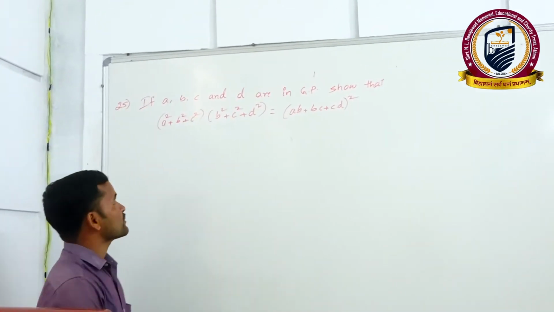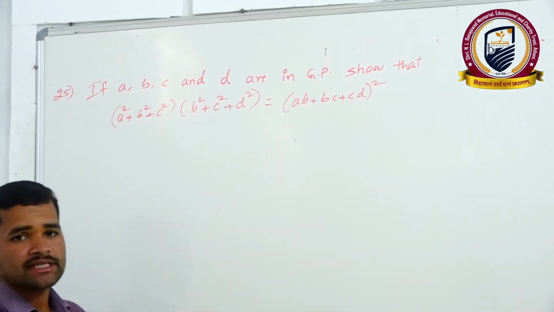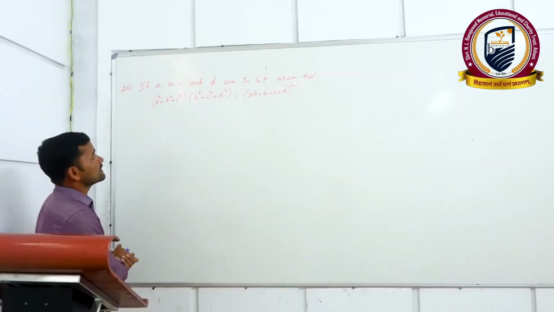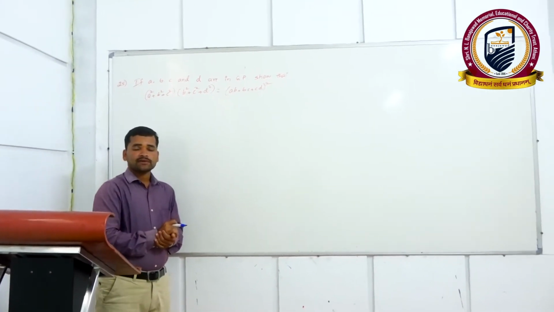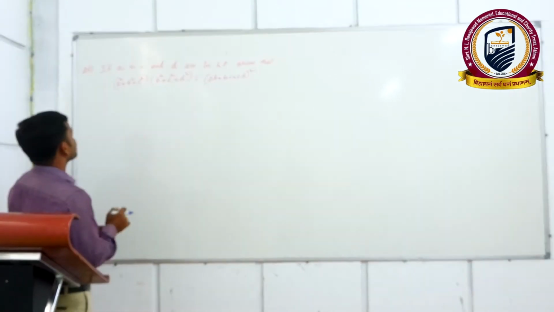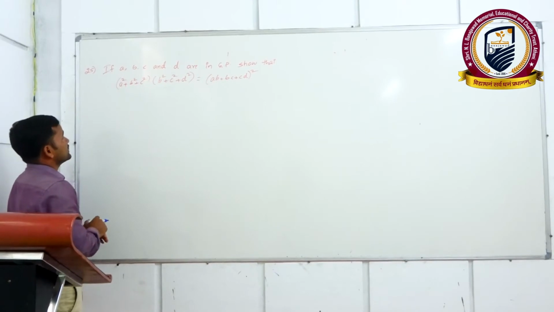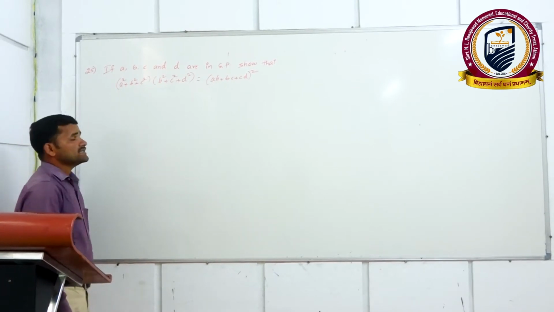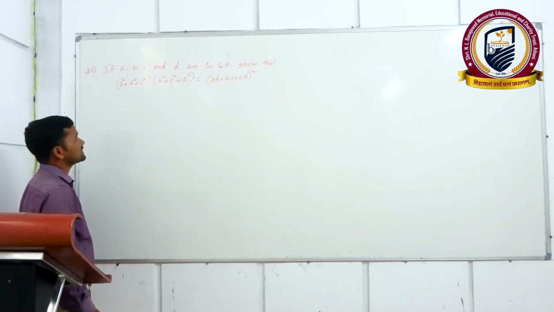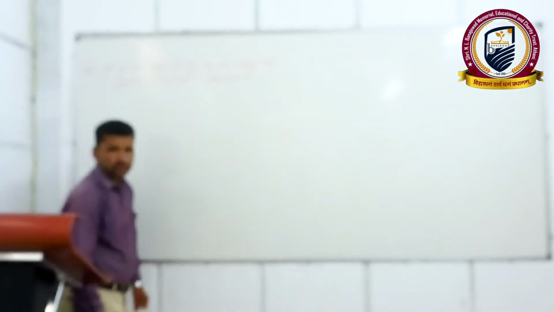Today we will solve problem number 25 in exercise 9.3. Up to problem number 24 it is already completed in the previous session. Now 25. It says A, B, C and D are in GP, meaning A, B, C and D are in a geometric progression.